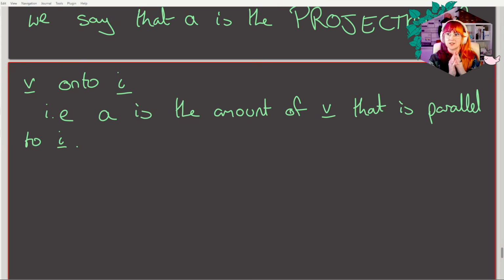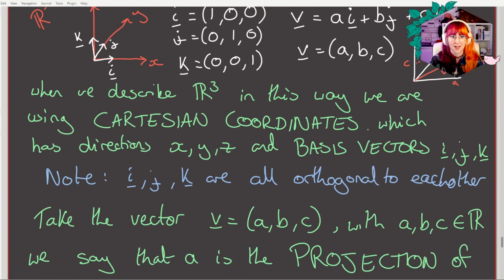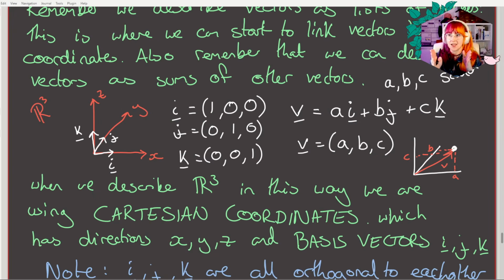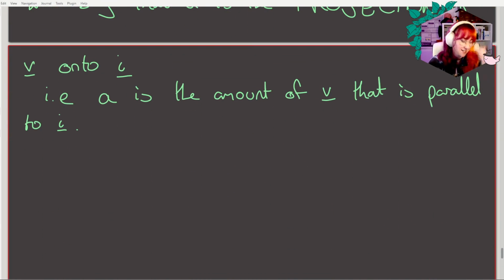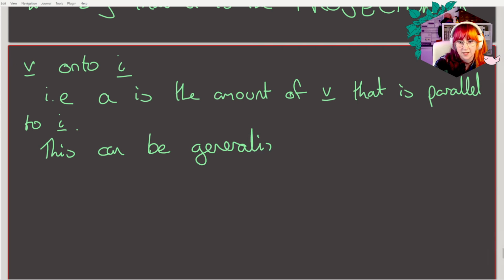So when I defined v, I said we go the amount a along in the i direction, the amount b along in the j direction, and the amount c along in the k direction, or in the x, y, z. So we constructed v from this nice (a, b, c) definition. But we can do this in any direction. So this can be generalized.